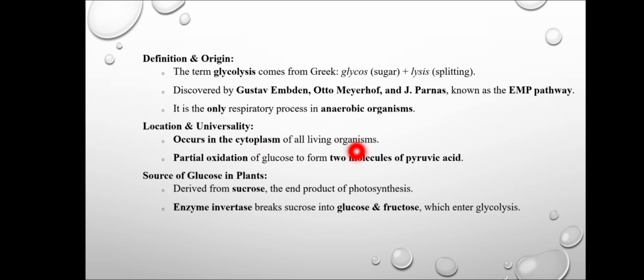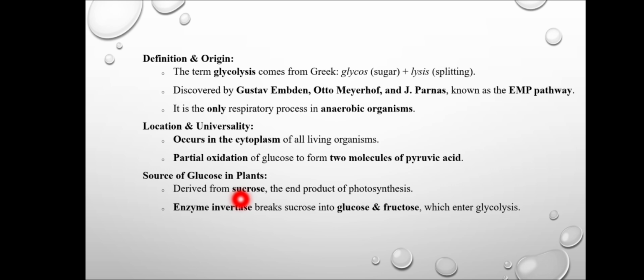It is a common pathway between both aerobic and anaerobic organisms. Now here there is a partial oxidation of glucose. As we have seen, a complete oxidation always produces CO2 and H2O. But here, since two molecules of pyruvic acid are produced, which is a 3 carbon molecule, that is why it is a partial oxidation of glucose.